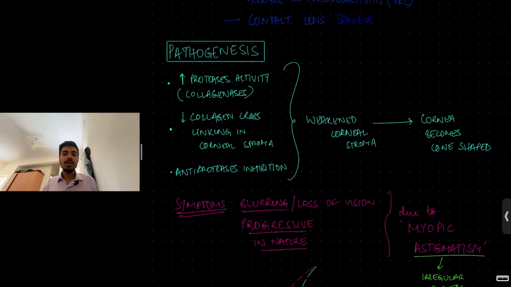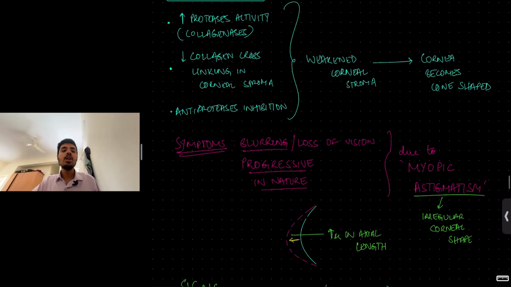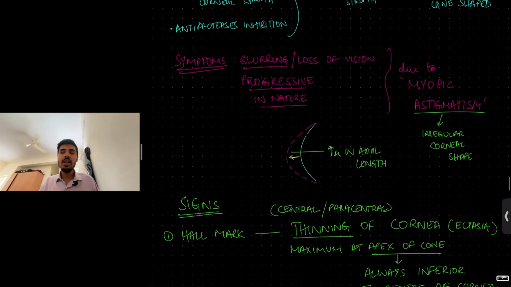So next, coming to the symptoms. You have progressive blurring or loss of vision because of myopic astigmatism. Normally, the cornea is convex, right? So slowly it starts to become more and more cone shaped. Because of that, the axial length of the eyeball increases, and when the axial length increases, you get myopia.